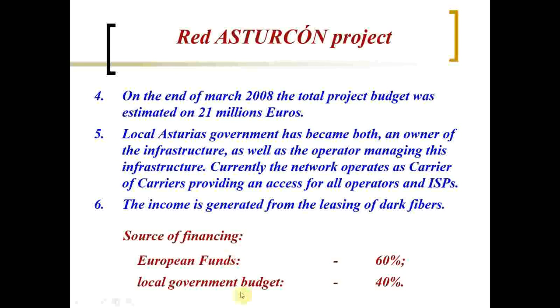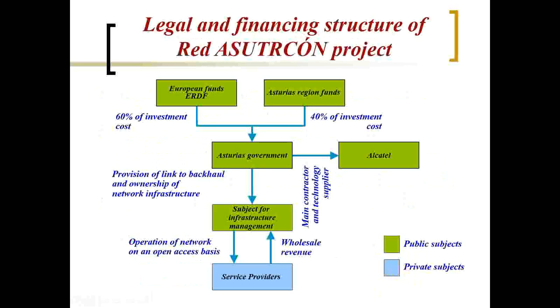We see how the source of financing was built. We have 60% of European funds, ERDF funds here, and 40% came from the local government budget. So this is exactly the diagram for it, and how the shares were divided among the public sector and the private sector. So you see that the Asturias government outsourced the technology to Alcatel, which was the main contractor and the technology supplier.